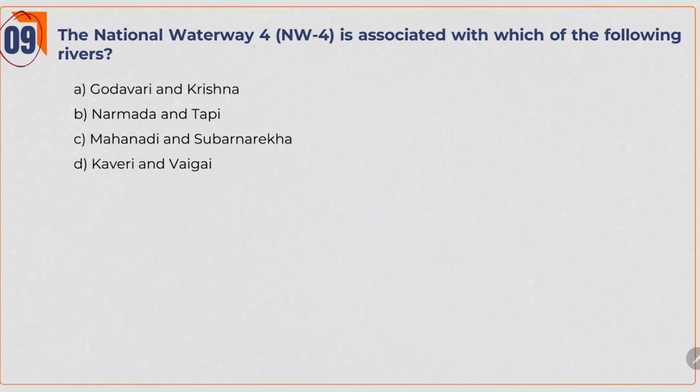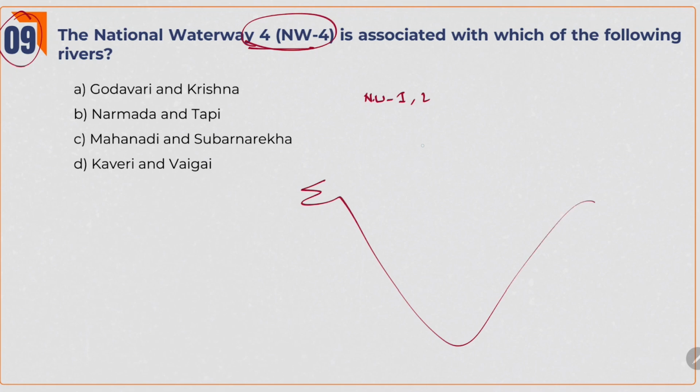Next one. The National Waterway 4 is associated with which of the following rivers? National Waterway is a very important theme. Already we have discussed National Waterway 1 and National Waterway 2. Try to remember the origin and end point of National Waterway 1 and 2. If this is India, National Waterway 1 flows from Allahabad to Haldia. This is National Waterway 1. And coming to National Waterway 2, it passes from Sadia to Dhubri in Northeast India.